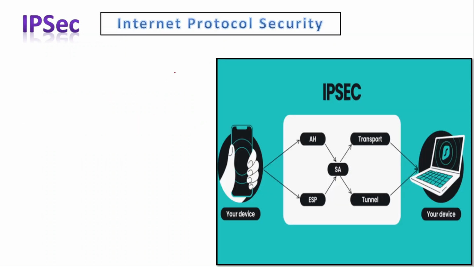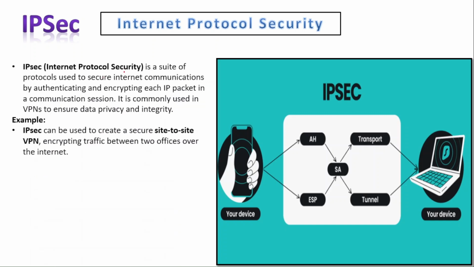IPsec, that is Internet Protocol Security. So IPsec, Internet Protocol Security, is a suite of protocols used to secure Internet communications by authenticating and encrypting each IP packet in a communication session. It is commonly used in VPNs to ensure data privacy and integrity. Example: IPsec can be used to create a secure site-to-site VPN, encrypting data traffic between two offices over the Internet.